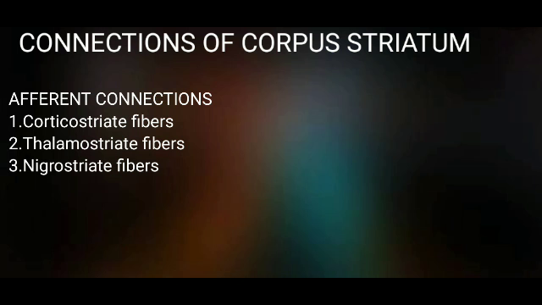The corticostriate fibers are from the ipsilateral cerebral cortex through the internal capsule and external capsule. And the thalamostriate fibers are from the centromedian, midline and intralaminar nuclei of the thalamus. Nigrostriate fibers are from the substantia nigra. These fibers carry dopamine from the substantia nigra and are said to have inhibitory effects on the corpus striatum.